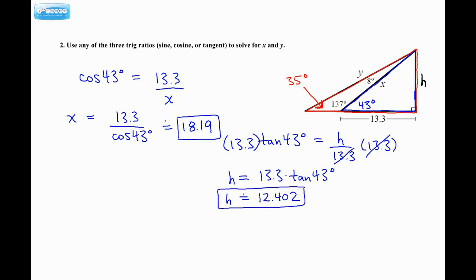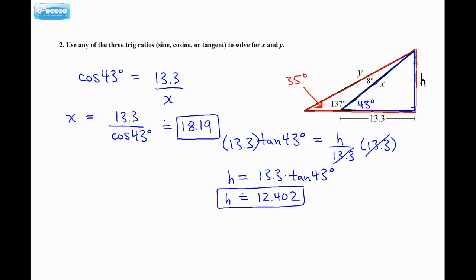So we're not done, but I think we're home free. We can use this to help us find y. All right. So again, we're looking at this large red triangle. We now know that the opposite of angle 35 is, well, 12.402, and we're trying to find the hypotenuse. So opposite, hypotenuse, we have to use the sine ratio. So the sine of 35 degrees is the opposite, which is this number here. I kept a couple of decimals, so that my answer wouldn't be too far off, over hypotenuse, which is y, and I'll do the quick switch. That means y is just 12.402 divided by whatever the sine of 35 degrees is.